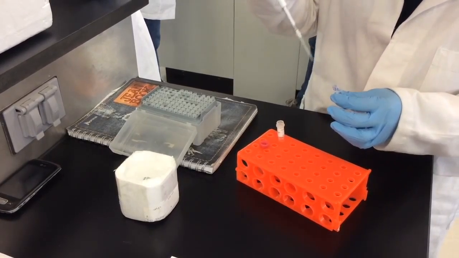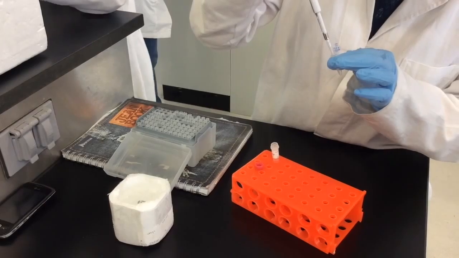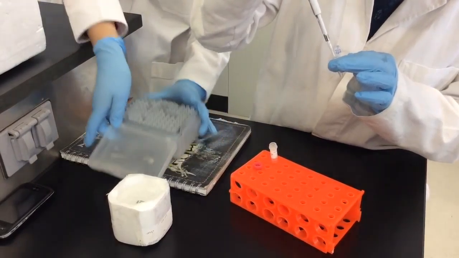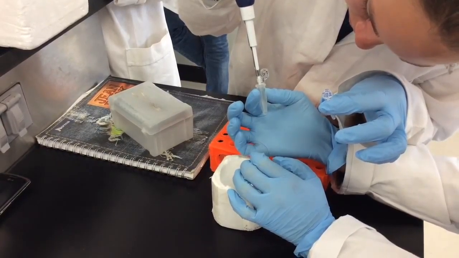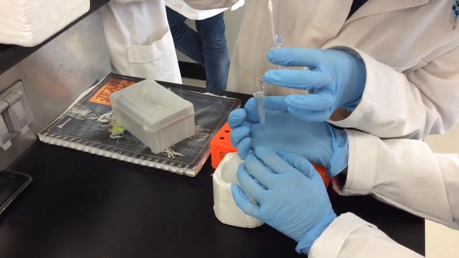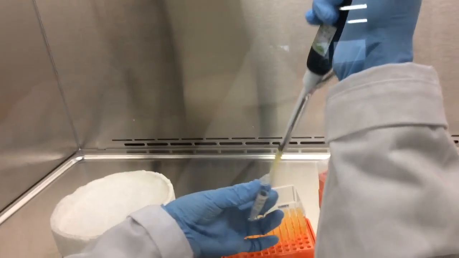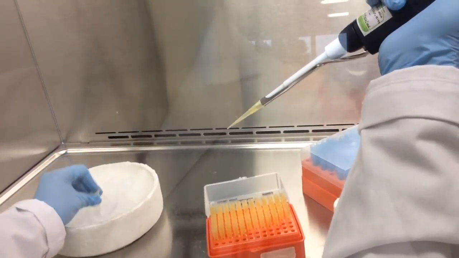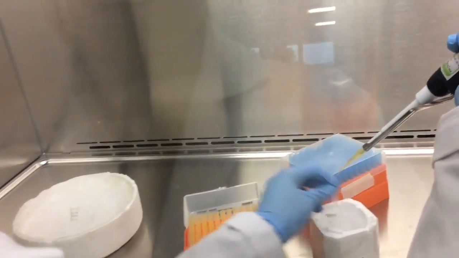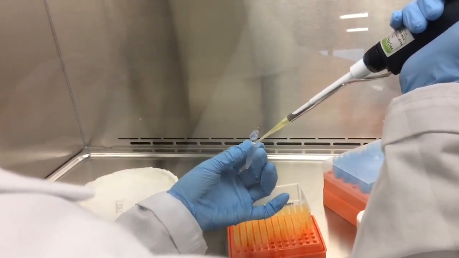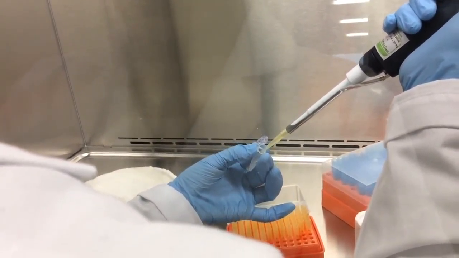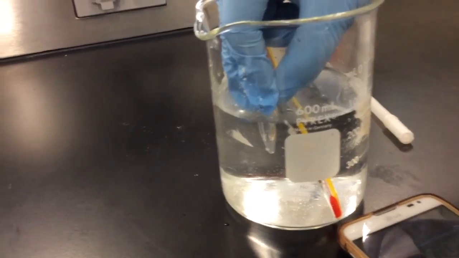The first step is to thaw the PCR product, the PCR 2.1 TOPO, and the other reagents using ice. Then, prepare the ligation reaction as can be seen in Table 1 for the chemical transformation. Incubate the reaction at room temperature for 10 minutes.